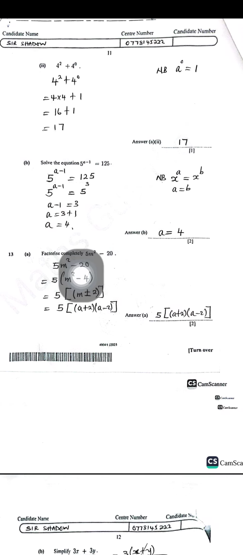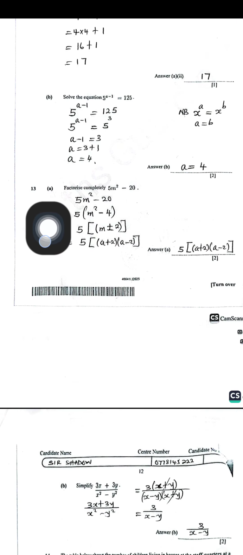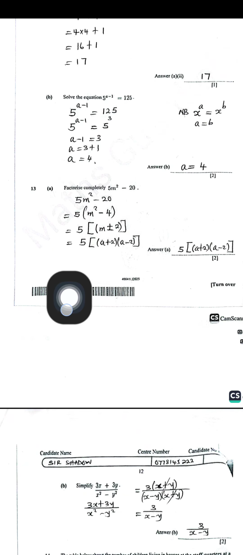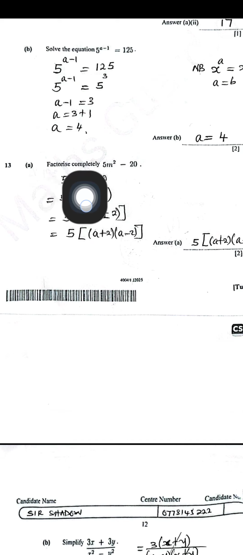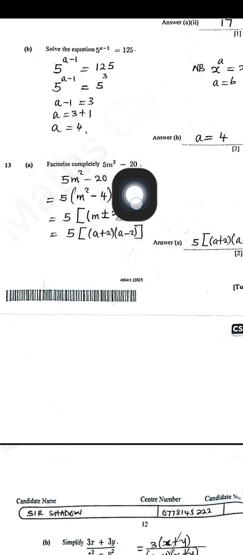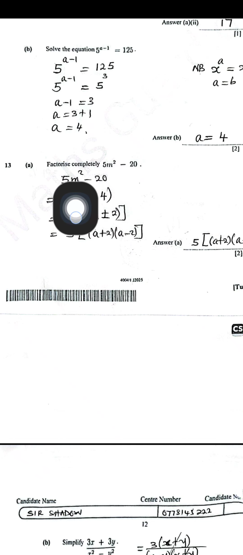All right, let's move on to another question, which is question number 13. You are given: factorize completely 5m squared minus 20.